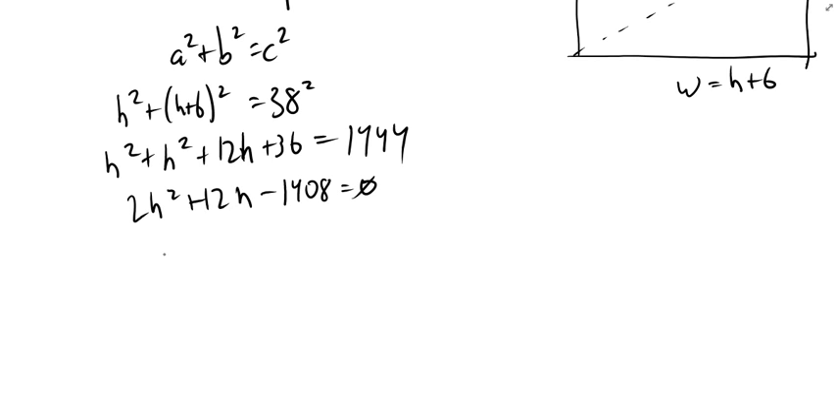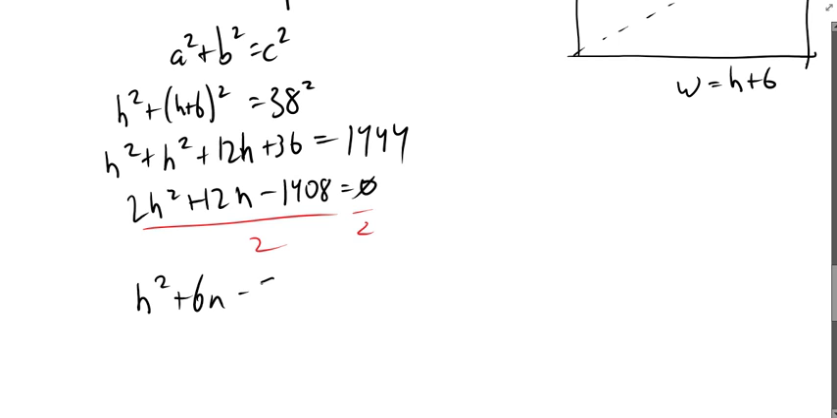Did you get 2h squared plus 12h minus 1408? What do you notice? Very nice. Common factor of 2. Divide both sides by 2. That gives me h squared plus 6h minus 704. Two numbers that multiply to 704 and have a difference of 6. Again, that seems like I don't think I can figure that out, but it's actually not that bad.